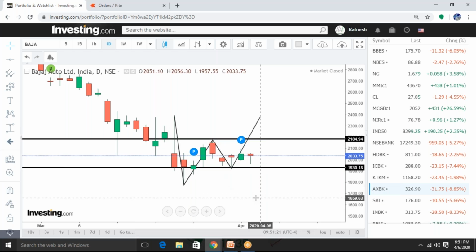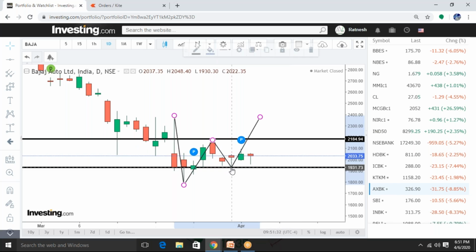Okay, sir. You mean this double bottom W? No, it is not a double bottom currently. It might come at this level also. It is possible that it will come more down.